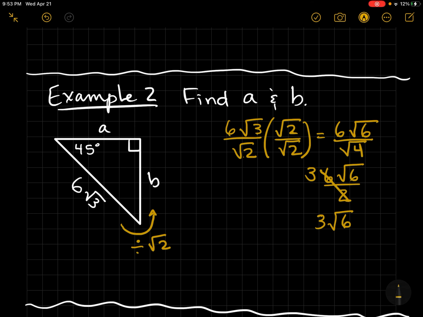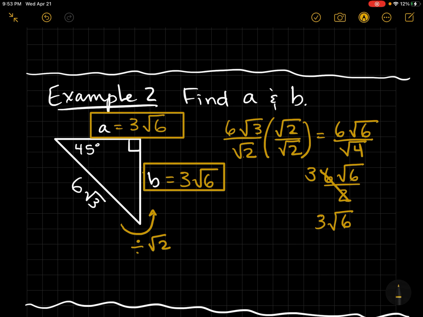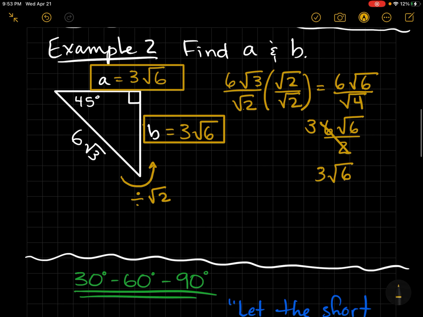No units. So notice that A and B are the same because this is a 45, 45, 90 triangle. So A and B are both 3 radical 6.